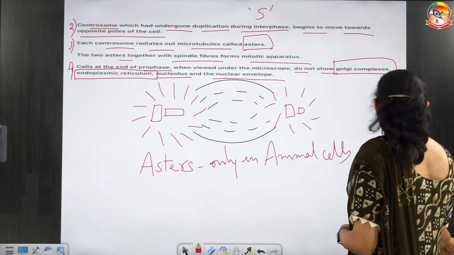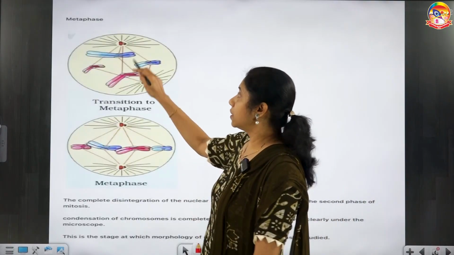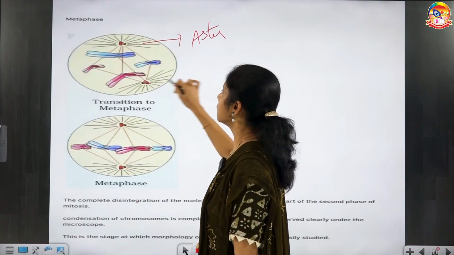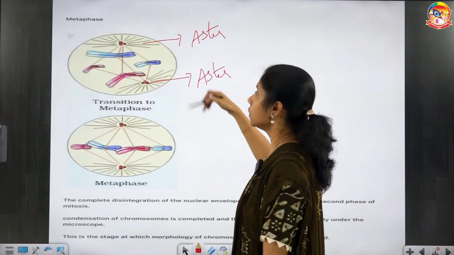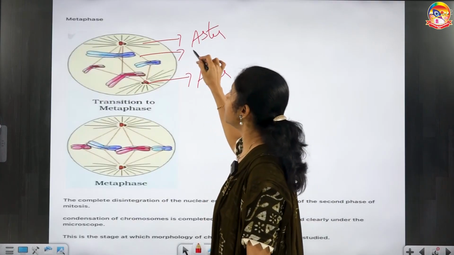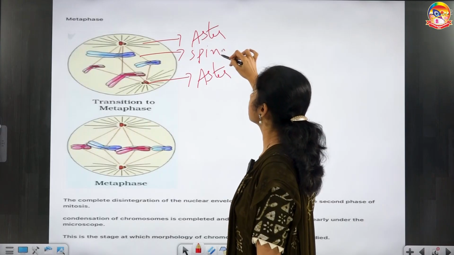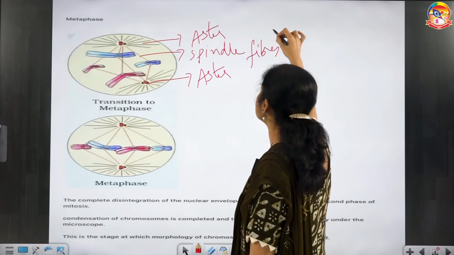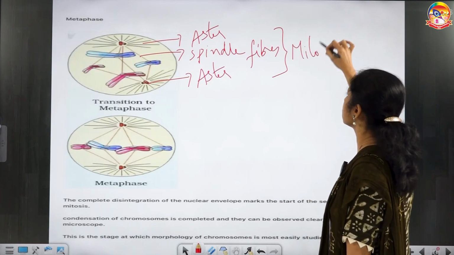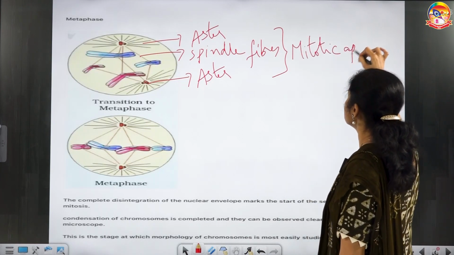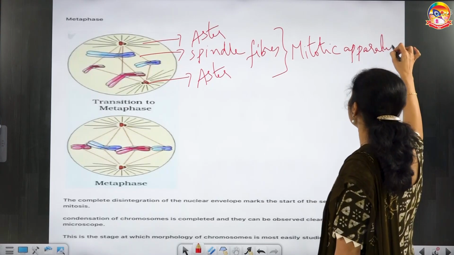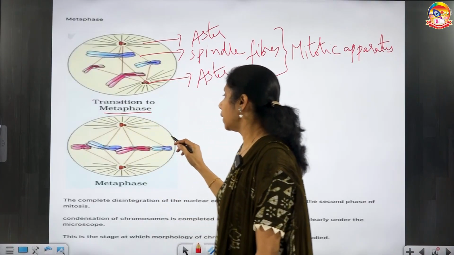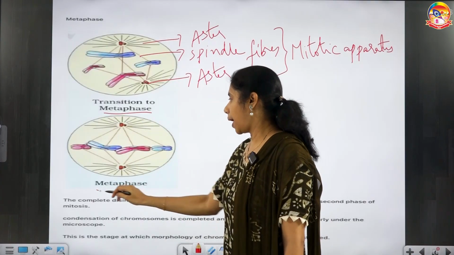Then the next phase. So you can see here the two asters are there. This is one aster. This is one more aster. Okay, so two asters are there, and these are spindle fibers. So now together it is called as mitotic apparatus. This is the transition stage to mitosis. You can see that transition to metaphase. Okay. Then this metaphase characters will be there.